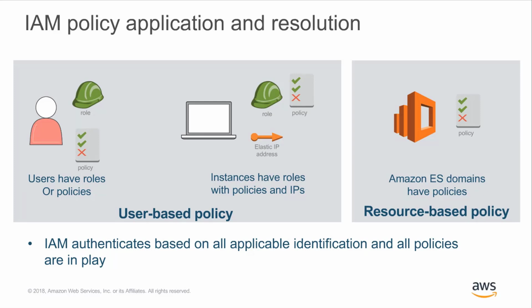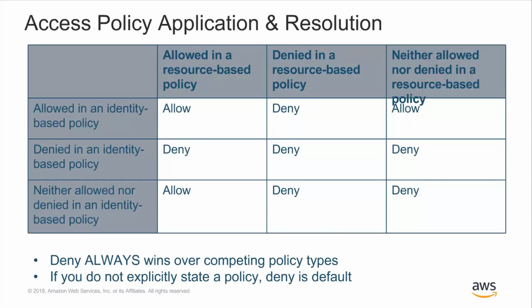So the policies we've talked about could apply either to particular users or roles, or to the domain itself. And it doesn't so much matter where they go, because when a request comes in, IAM is going to authenticate and provide access control based on the union of all policies that are in play for that request. The first thing to say at a high level is that deny always wins, and deny is the default.